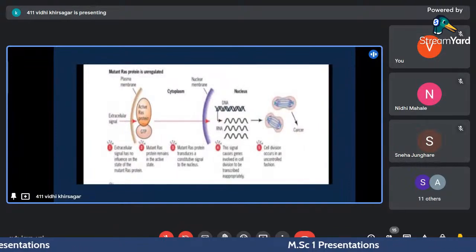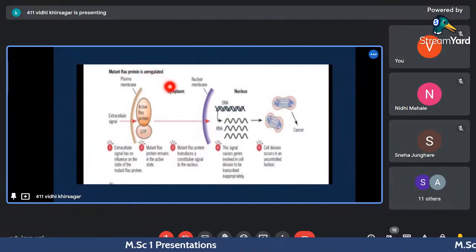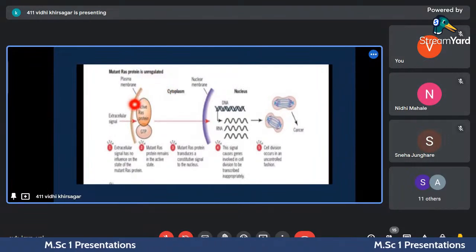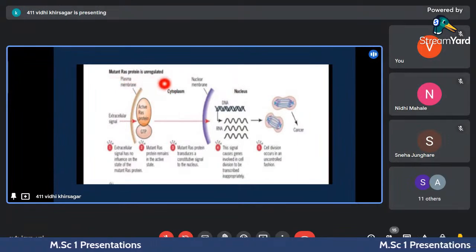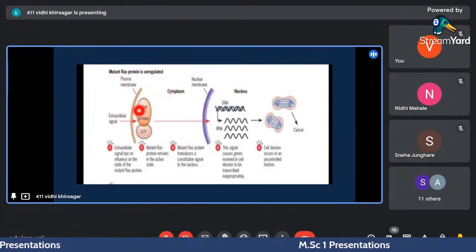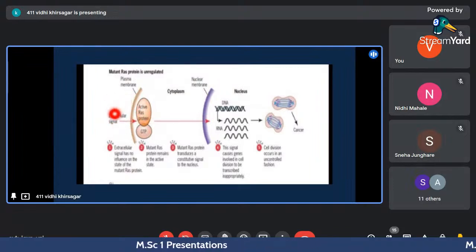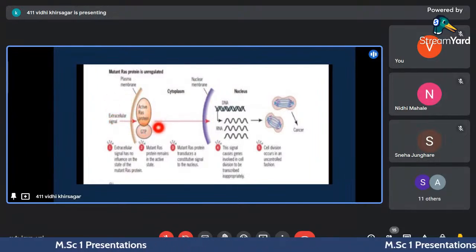Now, what happens in the mutated RAS proteins? As I previously said, the RAS proteins are present in an inactivated state when the GDP is bound to it. But when the RAS proteins are mutated, the GTP is always bound to it, whether they have extracellular signals or not. The GTP is always bound to it.